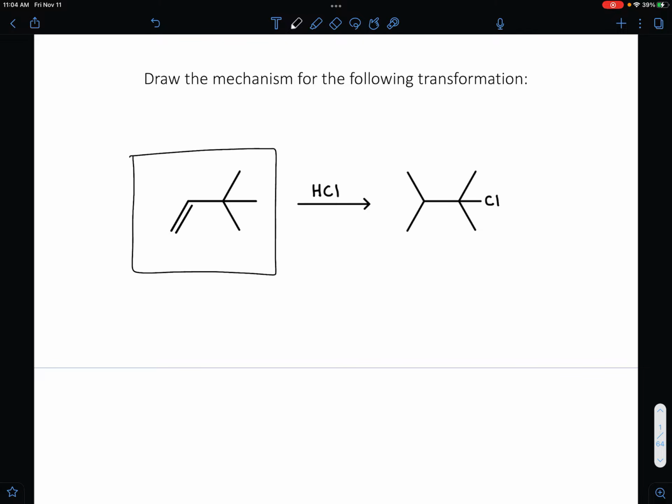So in this reaction, you're starting with an alkene. That's always a sign that you are doing an addition reaction. That double bond, that extra second bond, that pi bond, is extra molecular glue, extra electrons, that you can use to add things onto that molecule.